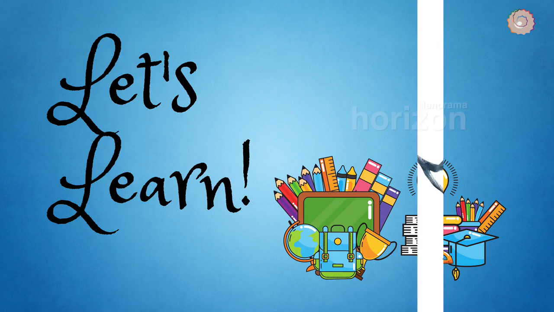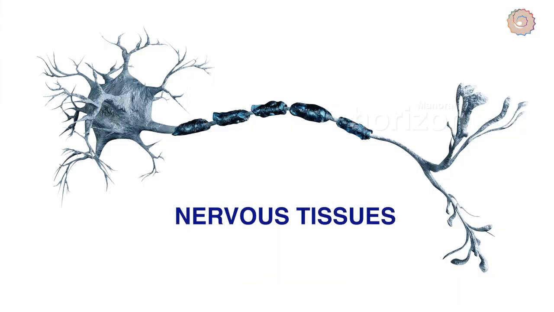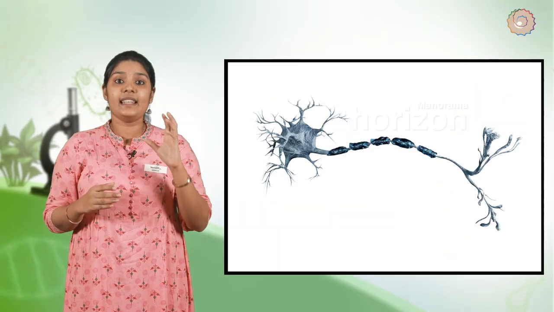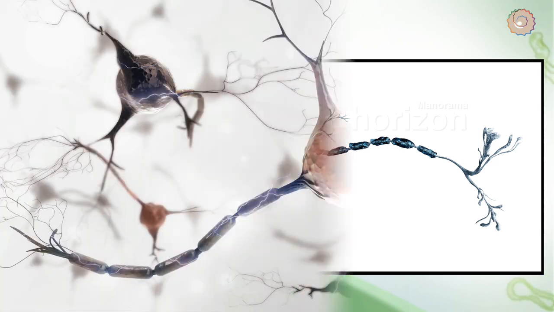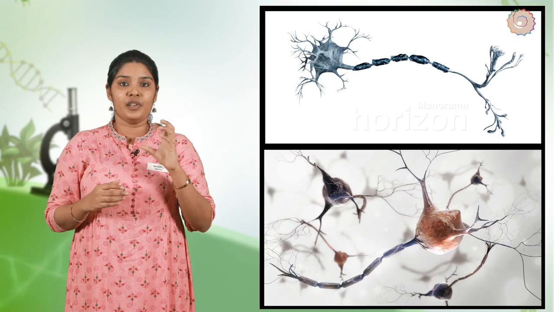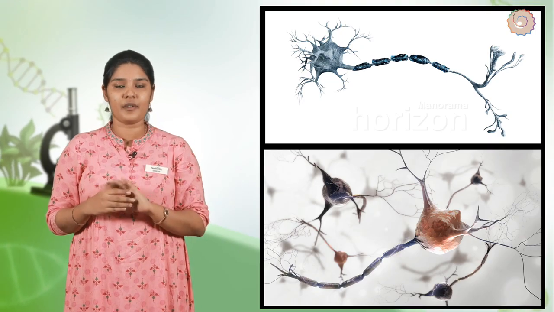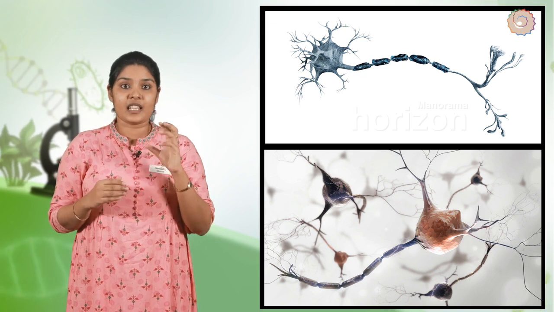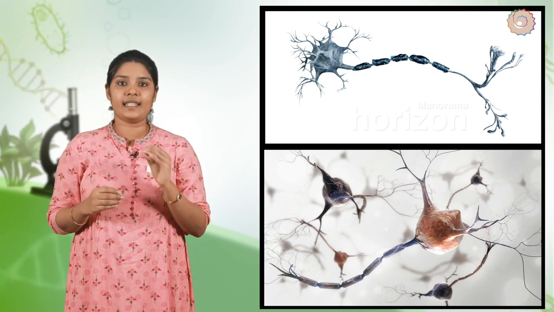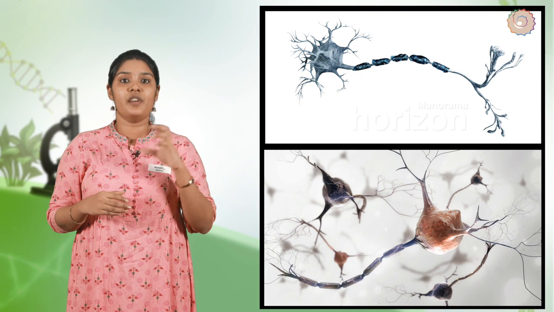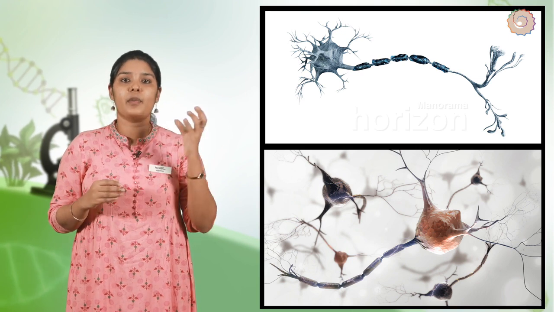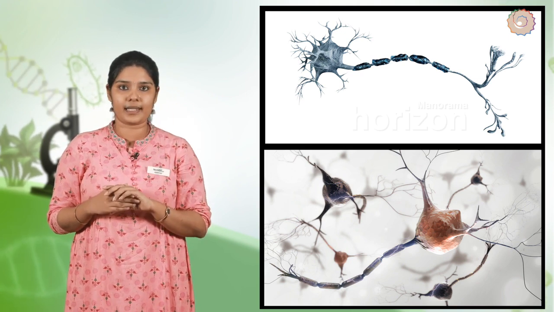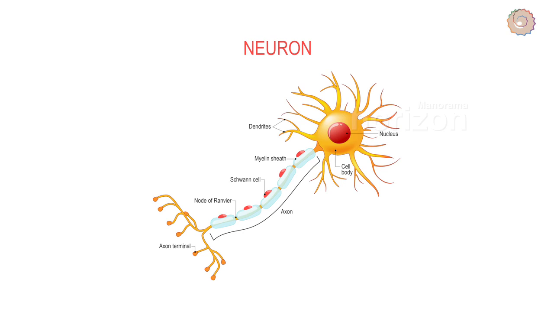Let us see how nervous tissues help in control and coordination. The nervous tissues are made up of nerve cells or neurons. Neurons are the basic unit of the nervous system. They are specialized for generating and conducting information via electrical impulses from one part of the body to the other parts. Neurons have dendrites, cell body, a long slender axon and nerve endings.